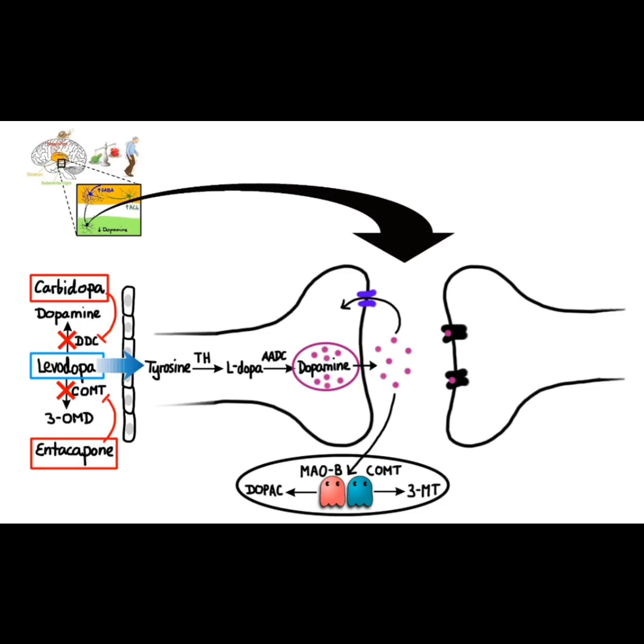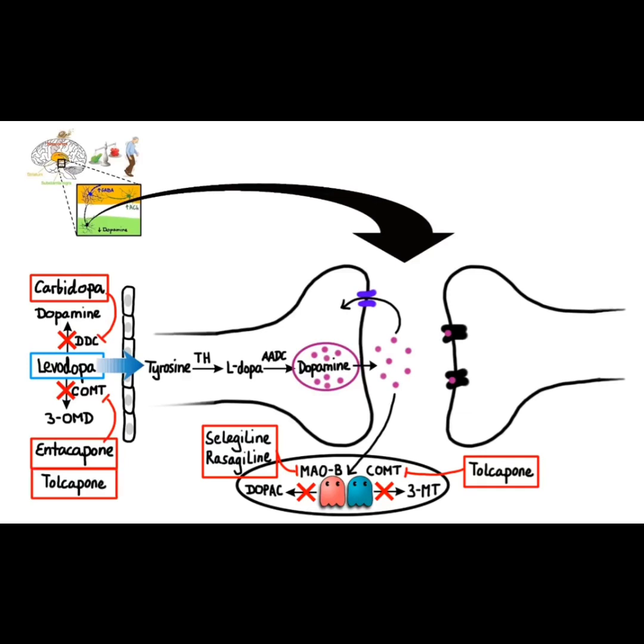So here other useful drugs come into play, namely selegiline and rasagiline, which selectively inhibit MAO-B, and tolcapone, which inhibits COMT. As a side note here, in comparison to entacapone, tolcapone can better penetrate the blood-brain barrier and thus can act both in the central nervous system and in the periphery. So again, as you can see, by decreasing the metabolism of dopamine, these drugs help to increase dopamine levels in the brain.